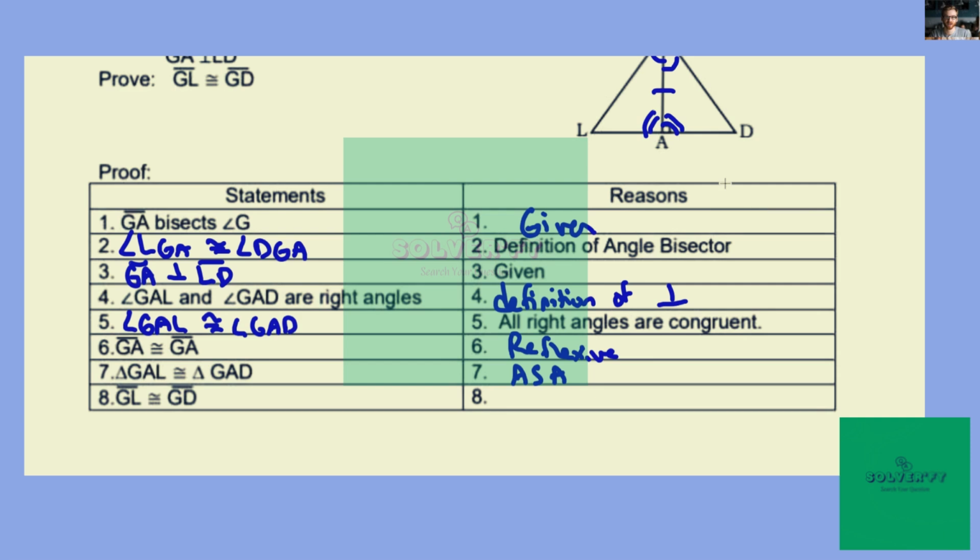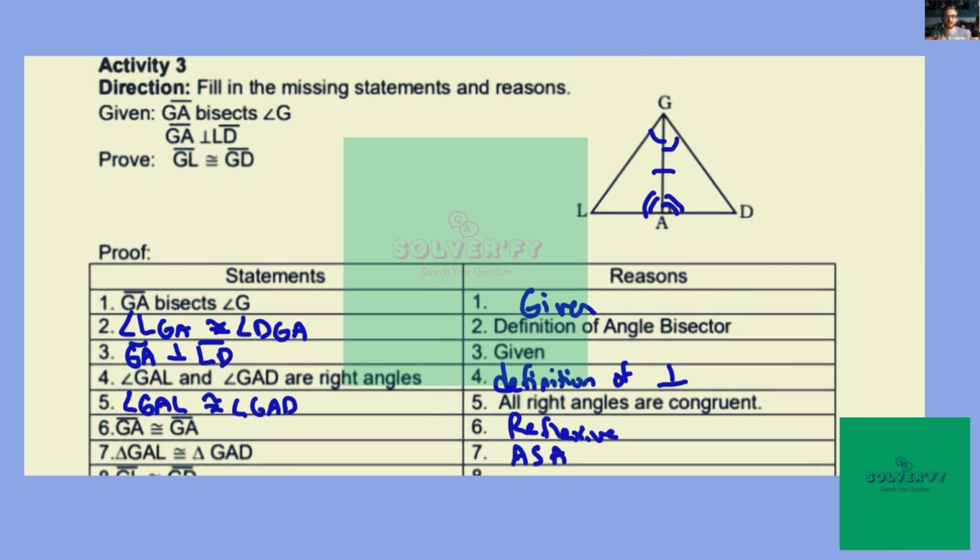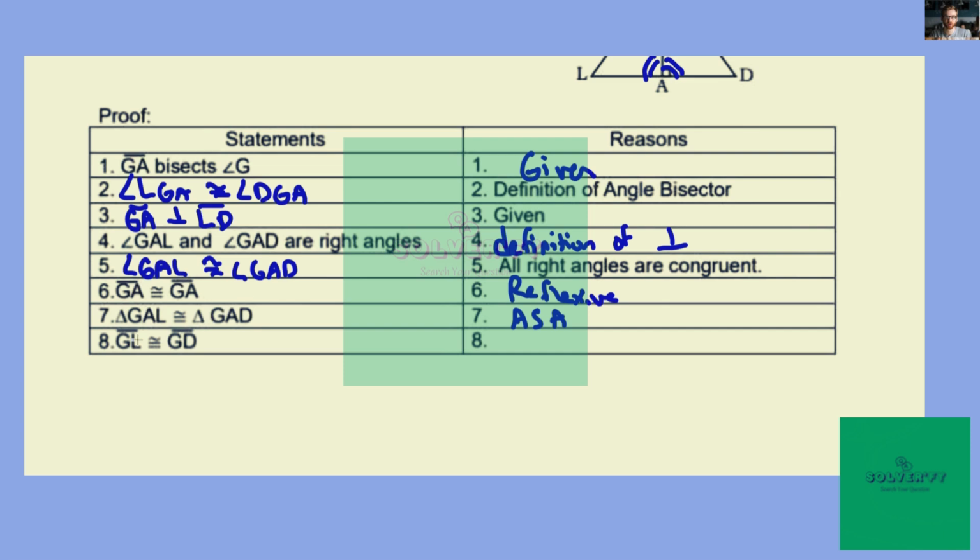And if the two triangles are congruent, then we can finally prove what we were set to do, that segment GL is congruent to segment GD, because those are parts of those congruent triangles. So if we can say that the whole triangles are congruent, these two segments, or the parts, are congruent. You should be calling that CPCTC: the corresponding parts of congruent triangles are congruent.